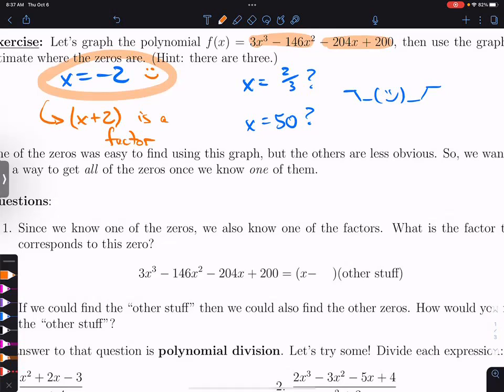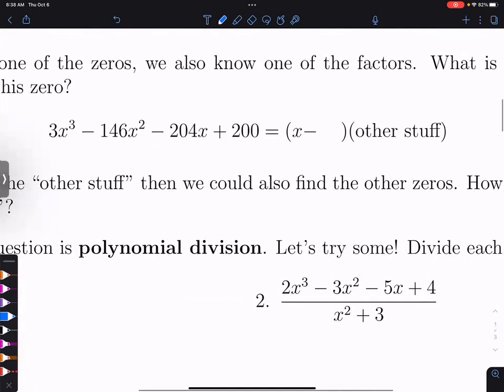X plus 2, right? For the usual sign switching reason, right? If you take the factor and set it equal to 0, well, to get x by itself, you move it over. So we're just doing that in reverse. If -2 is a factor or a 0, then x plus 2 is a factor. So what that means is that this big ugly equation thing that we're trying to solve has one factor that looks like x plus 2.